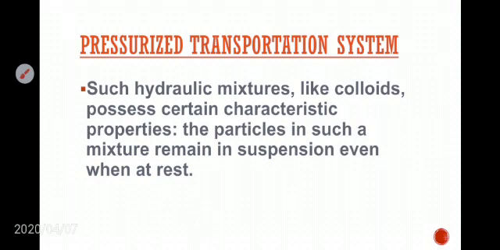Such hydraulic mixtures have certain suspension characteristics when they are at rest. That means even if any breakdown occurs during the hydraulic transportation, even if we stop the entire hydraulic transportation network in this pressurized transportation system, the particles or the mineral will not get settled in the pipelines and will not jam the pipes because they are already dissolved in the water.